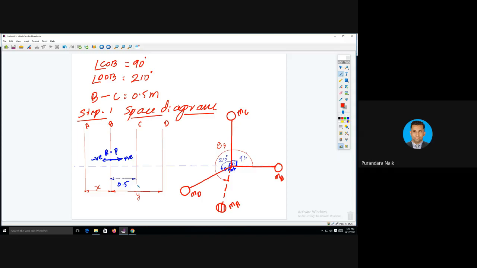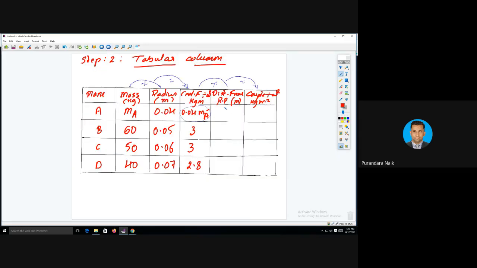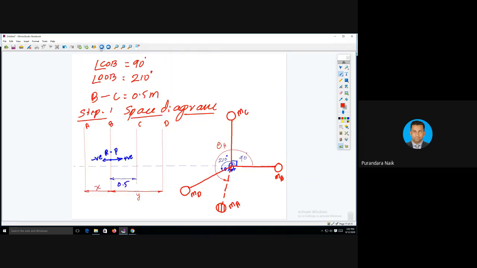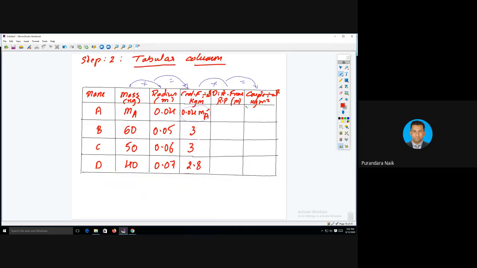Okay, so this is y, because we need to measure the distance from the reference plane for each and every plane. So it is y. Next, distance from reference plane. See the tabular column, we have depth. If you want to draw the couple polygon, you need the distance from the reference plane. To measure it, you need to select a reference plane. We have already selected the reference plane. Now we need to measure the distance from the reference plane. Reference plane is B. The distance between B to A is y.